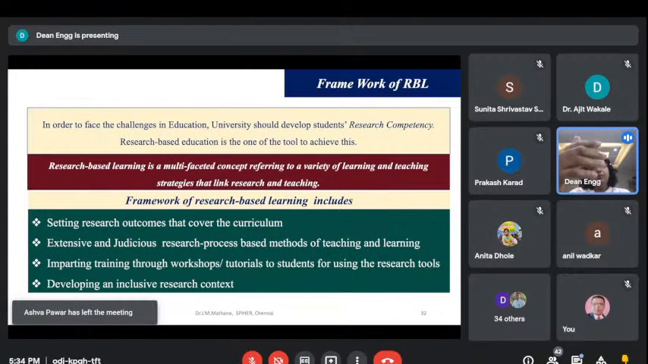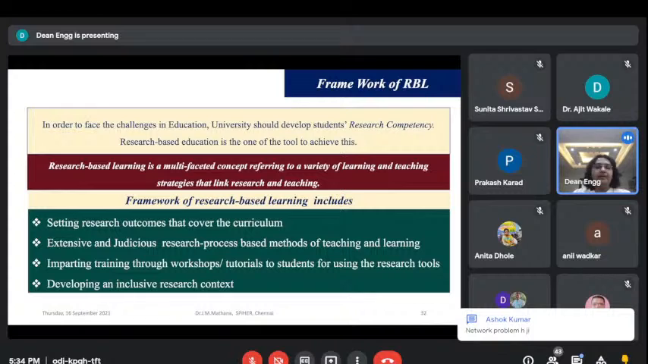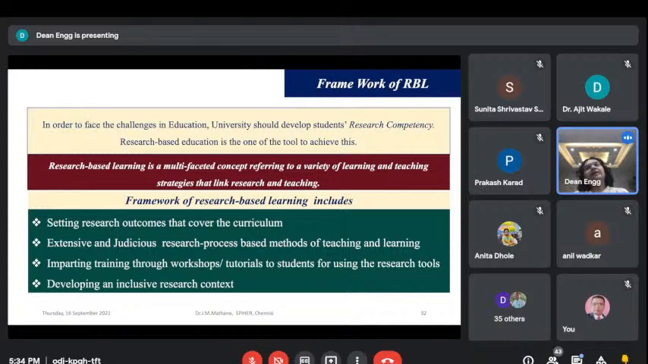Okay. Now, there are four frameworks. Now, my dear faculty, you may be from autonomous colleges or a university. So, we have to prepare the syllabus of each course, right? For each course, while we are preparing the syllabus, we write the objective of the subject and the outcomes. So, in research-based learning, along with that, we have to set the research outcome of the subject. That also we have to include.